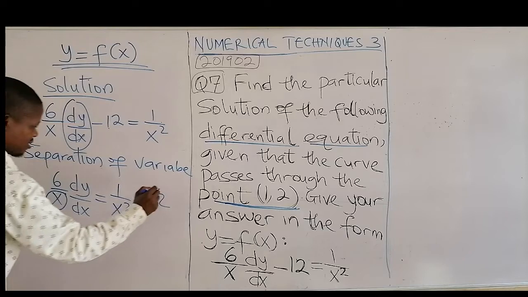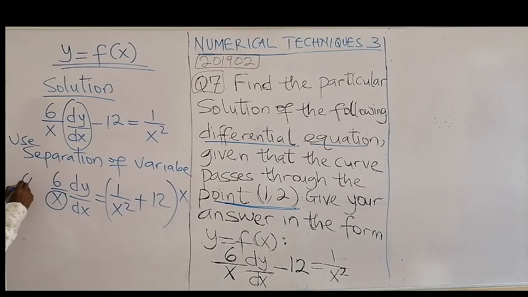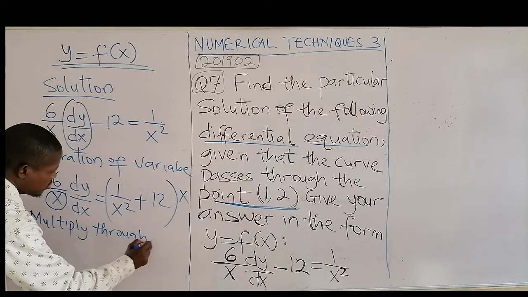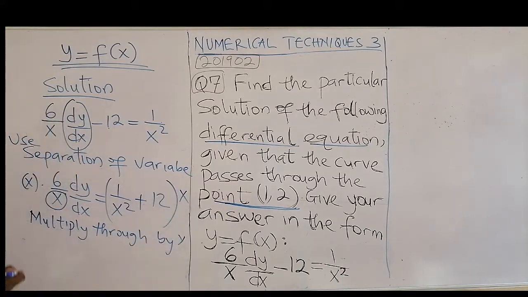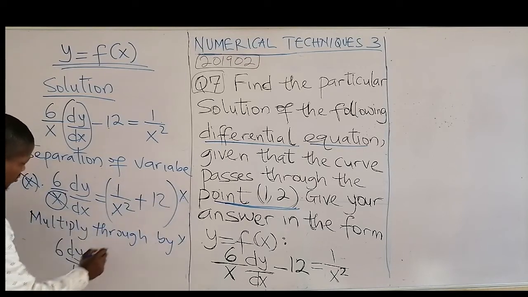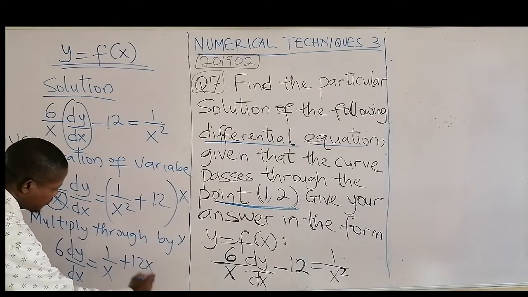Then the next thing to do now is to remove this x from here. That means whatever you have here times x. Also times x. So multiply through by x. So if you cancel out here, then we have 6 dy dx equal to 1 over x squared times x, that's 1 over x, and then 12 times x, that's also 12x.